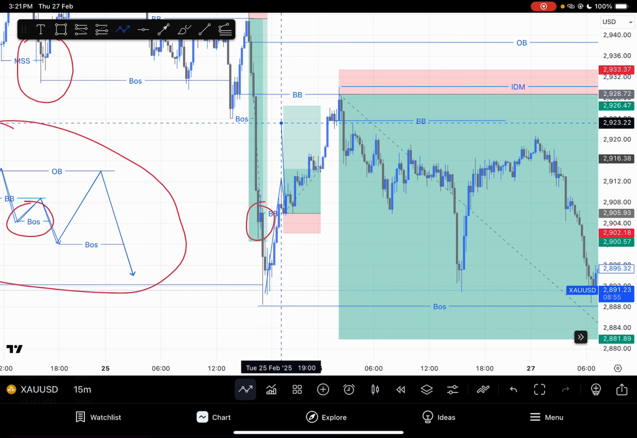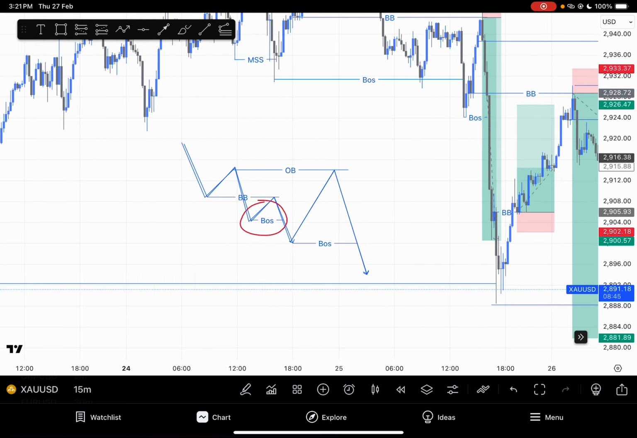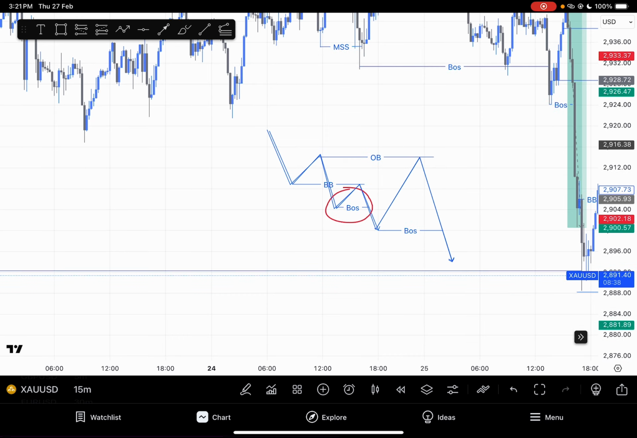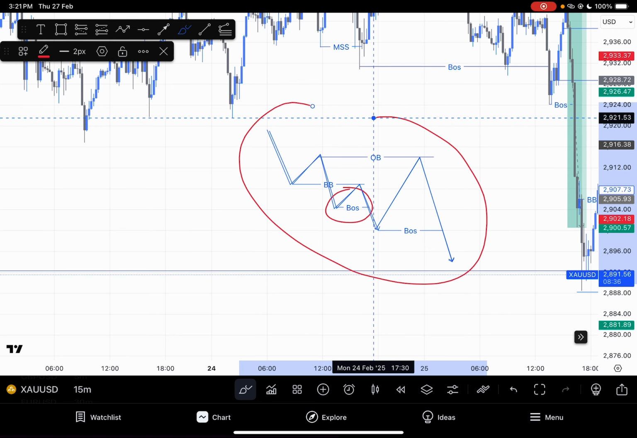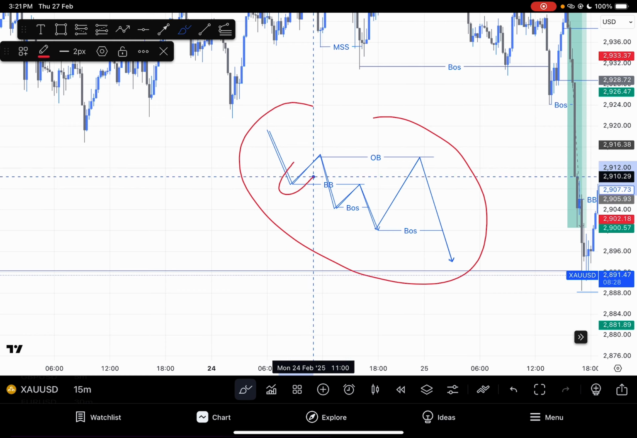So this is how you can always get setups just like that. Wait for price to either create a breaker block, or anytime you see a valid order block, always use it to get your entries. And also one thing you should know, for a downtrend like this, the breaker block must be on this side. The breaker block and the order block must be on this side.